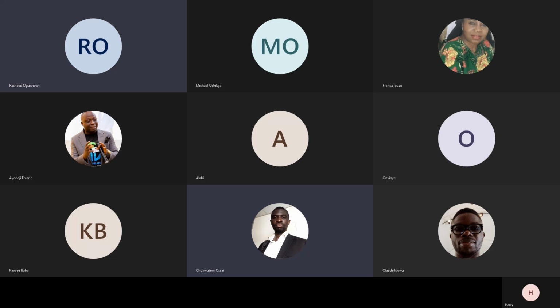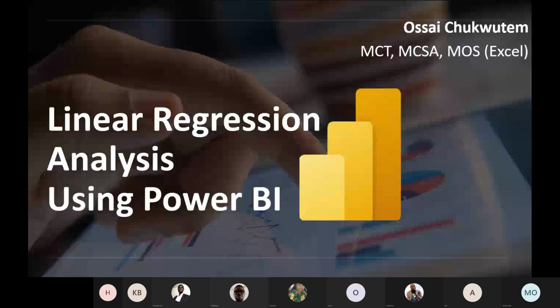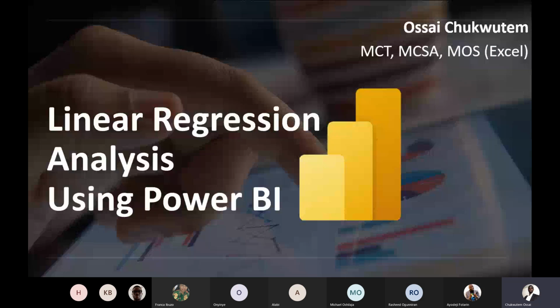Analysis using Power BI. This topic is of great interest, and it's an analysis that is being used across board. When I say across board, there is no sector in the world that does not require the usage of linear regression analysis. And we'll be demonstrating this analysis by using this wonderful tool by Microsoft called Power BI. And that will be our main focus for today.